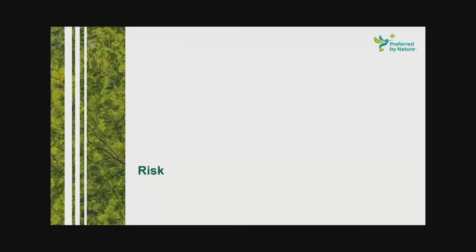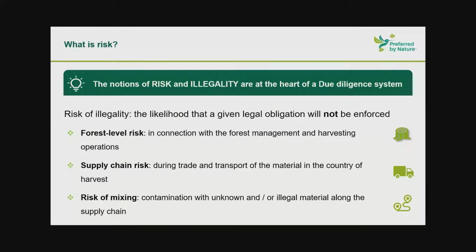So risk, what's risk? Difficult to answer in one sentence. Just a reminder, risk and illegality are at the heart of the due diligence system. That's what the EUTR is all about. So the risk of illegality in this case is the likelihood that a legal obligation is not enforced. So there has to be a legal obligation first for it not to be enforced, for it to be illegal.